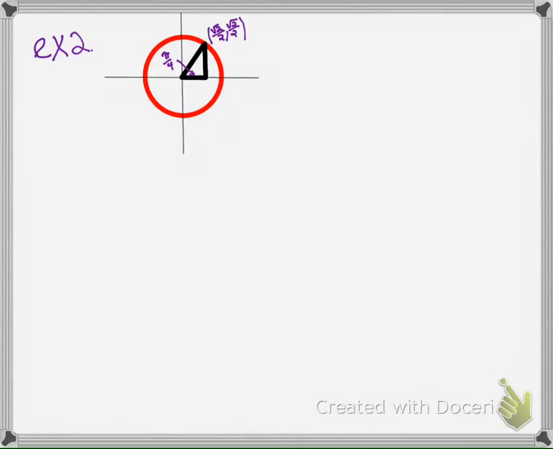Okay. Oh, you can't see it. Would you like me to draw it again below? I'm sorry. I was super excited about that.